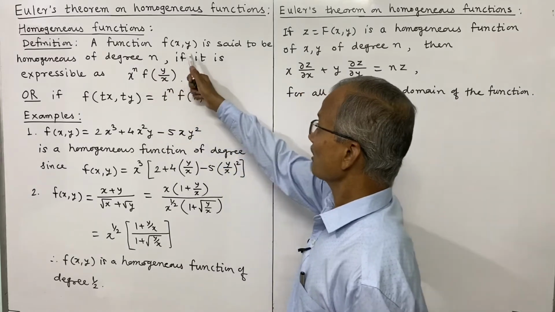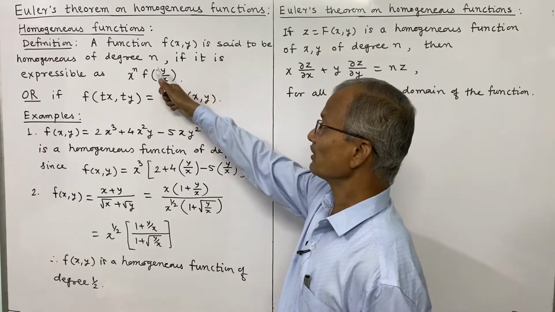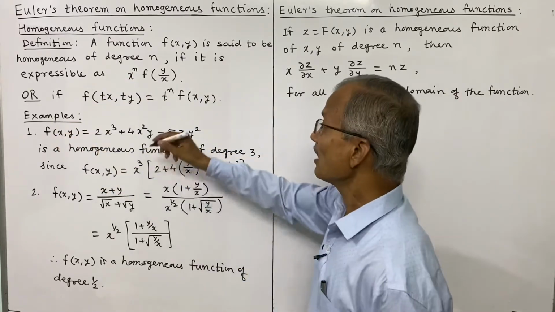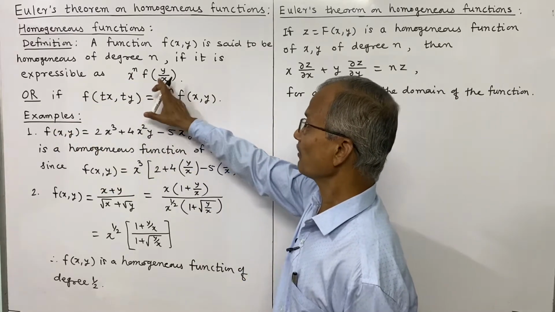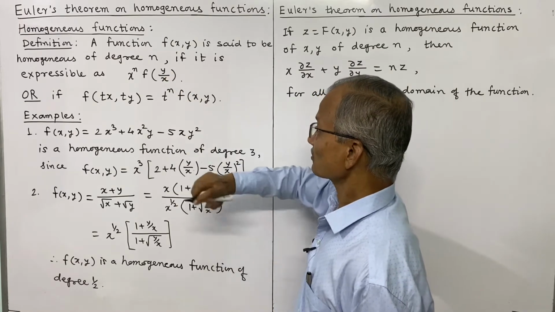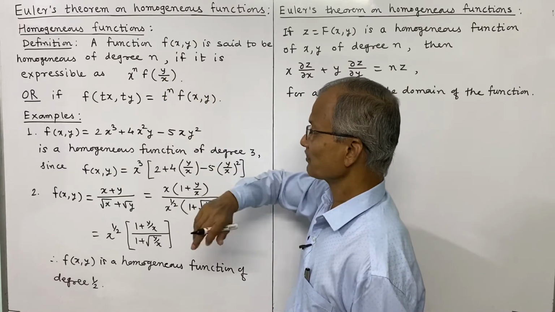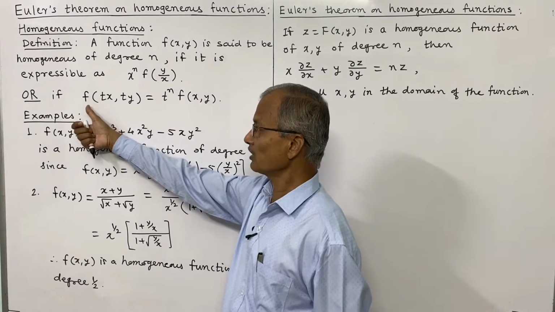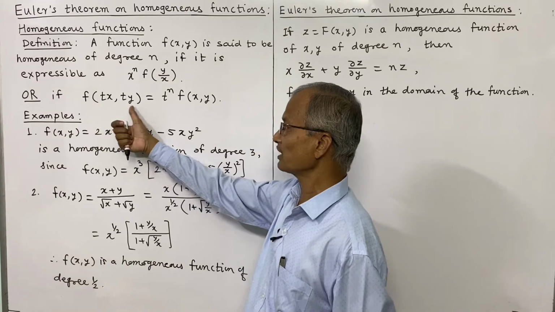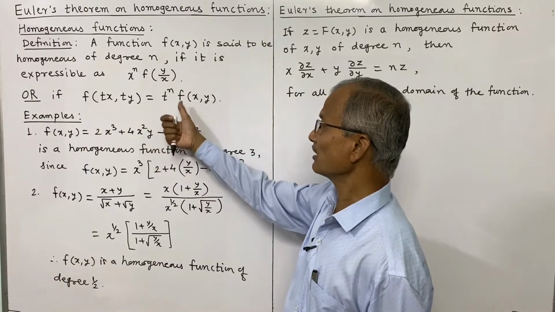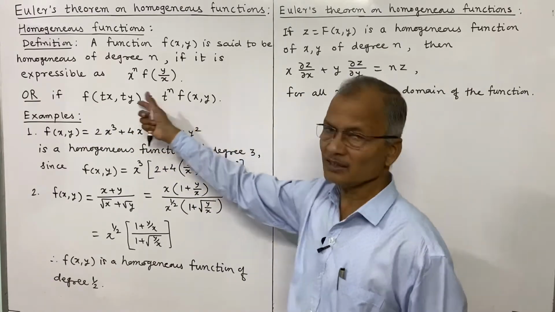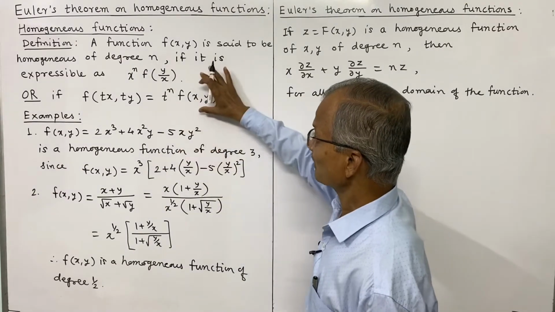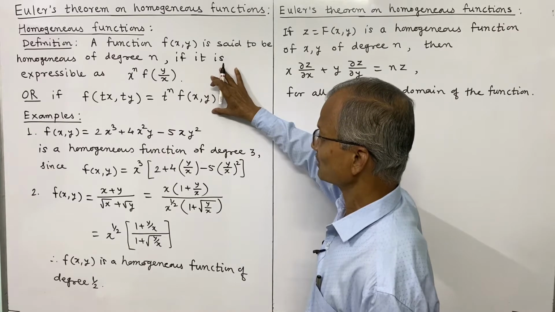The meaning and definition of homogeneous function is simple. A function f of x y is said to be homogeneous of degree n if it can be written as x power n f of y upon x, so that means a function of y upon x. Or in other words, if it can be written as f of tx comma ty is equal to t power n f of x comma y, where t is any variable. This is the definition of homogeneous function.